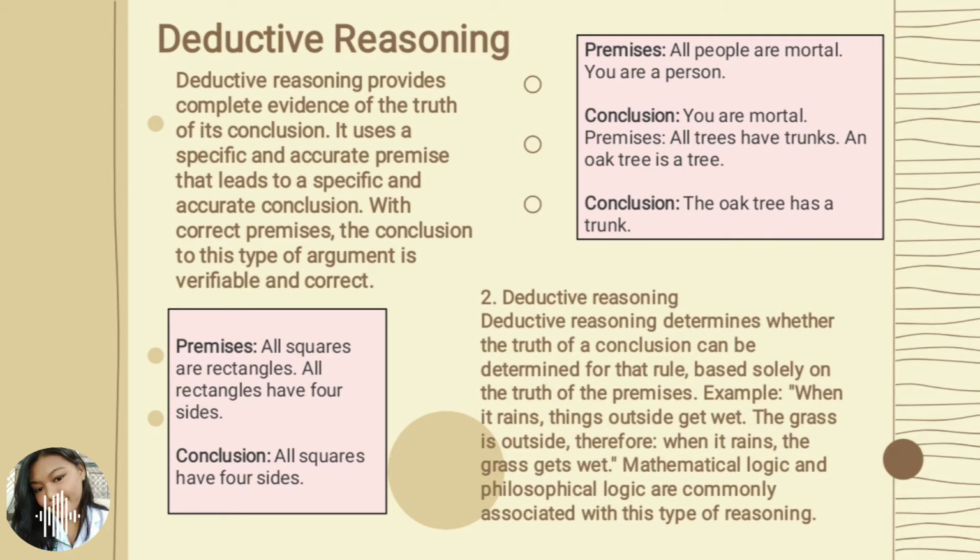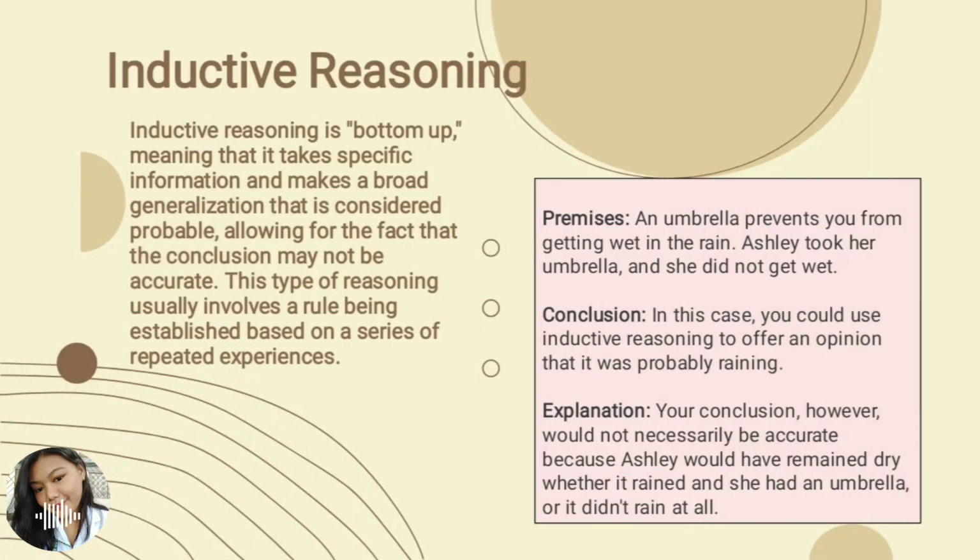Mathematical logic and philosophical logic are commonly associated with this type of reasoning. The second reasoning is inductive reasoning. Inductive reasoning is bottom-up, meaning that it takes specific information and makes a broad generalization that is considered probable, allowing for the fact that the conclusion may not be accurate. This type of reasoning usually involves a rule being established based on a series of repeated experiences.